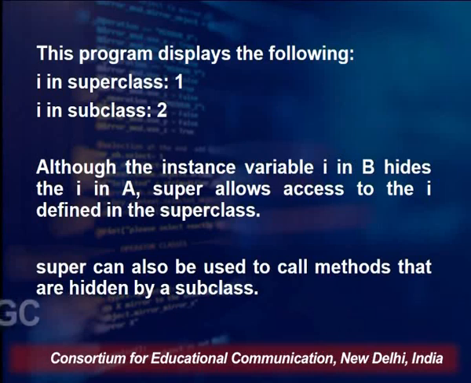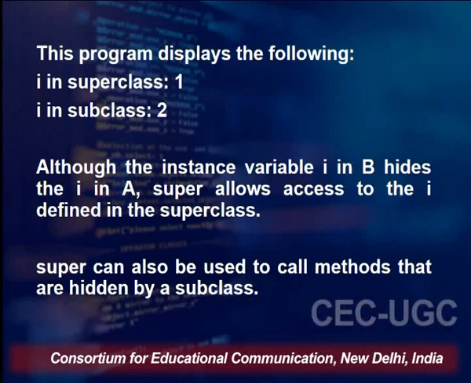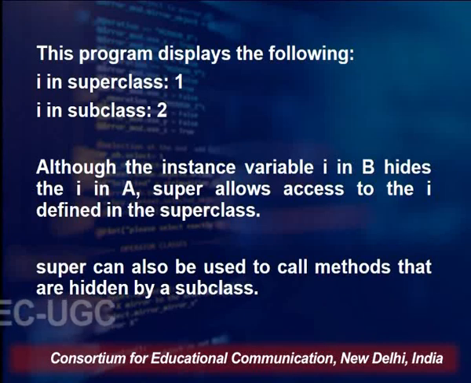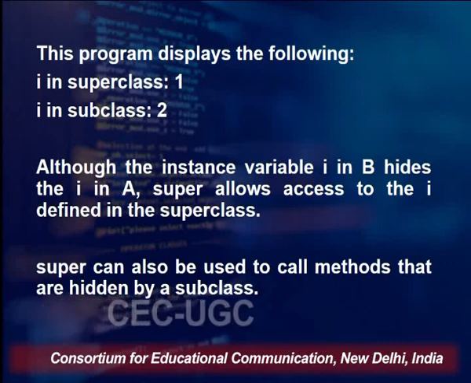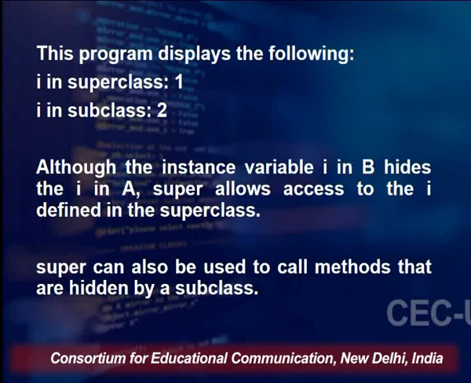So although originally the instance variable I in the B class is going to hide I in the A, the keyword super is allowing access to the I defined in the superclass, and super in a similar manner can also be used to call methods that are hidden by the subclass.